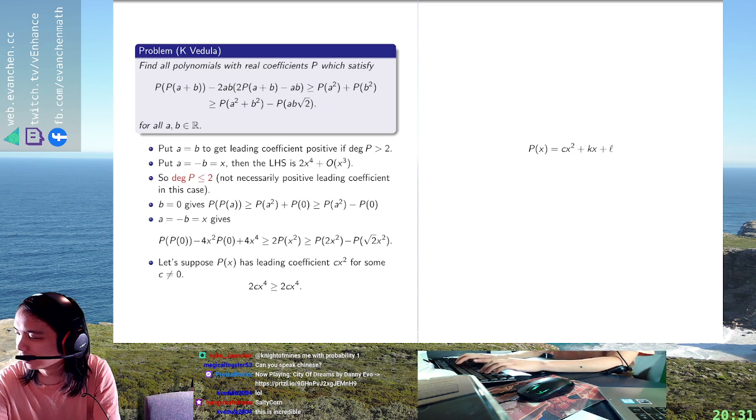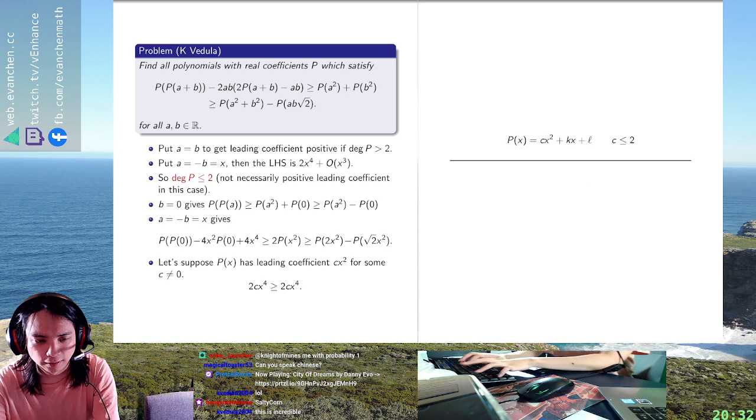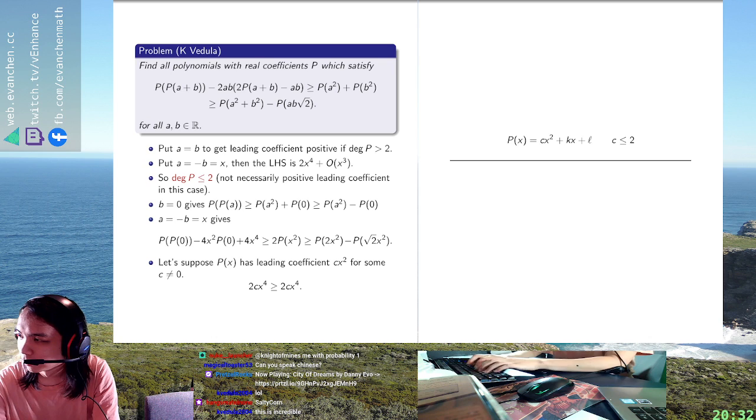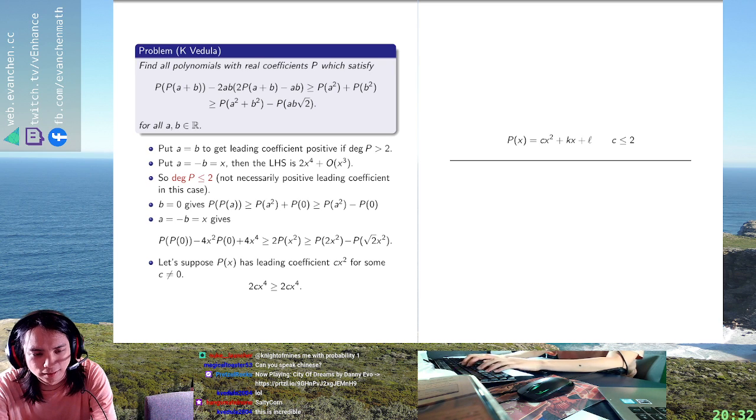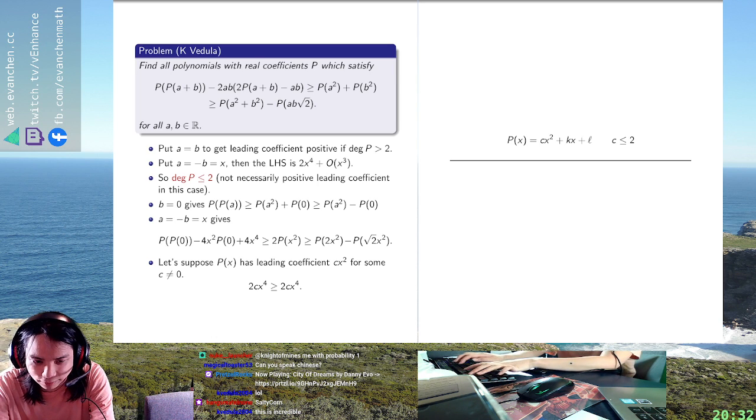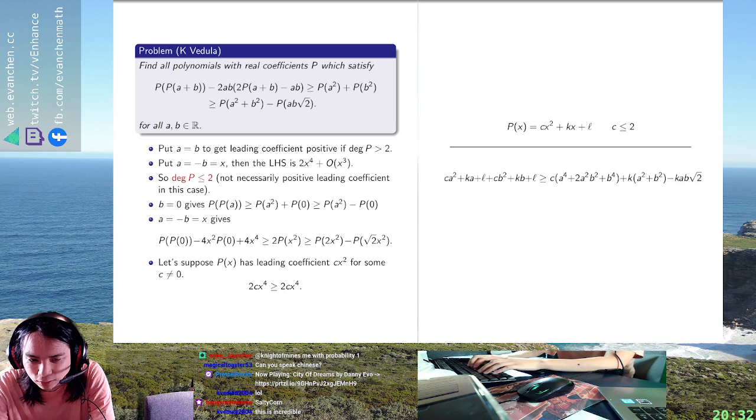Okay, so... Oh, Jesus Christ. cA squared plus kA plus L plus cB squared plus kB plus L is supposed to be greater than c times A squared plus B squared all squared. So A to the 4 plus 2A squared B squared plus B to the 4, plus k, A squared plus B squared. The L's die, and then I get k, A, B, root 2. And then c, 2, A, okay, so that kills off that term.